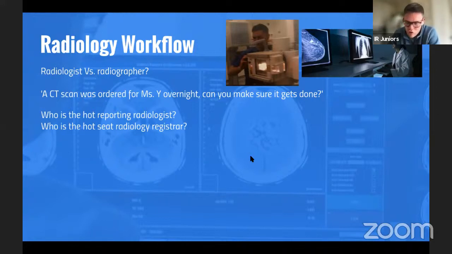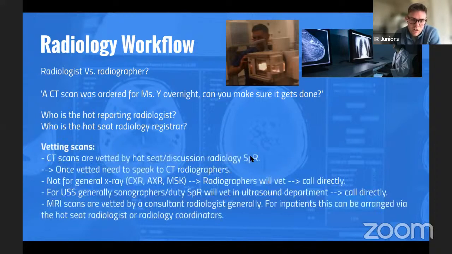So if you have any questions or queries as you go through while you're dealing with patients, and you want to get advice or an opinion on a scan, it will be the hot reporting radiologist you'll have a chat with. As I said, the scans are vetted by the hot seat radiology registrar usually. And once they're vetted, that often isn't the last point in the process. You'll then need to talk to the CT radiographers in your hospital to make sure the patient is put on the porter's list to be brought down, or usually these patients will need to go in a bed or a chair to get to the department.